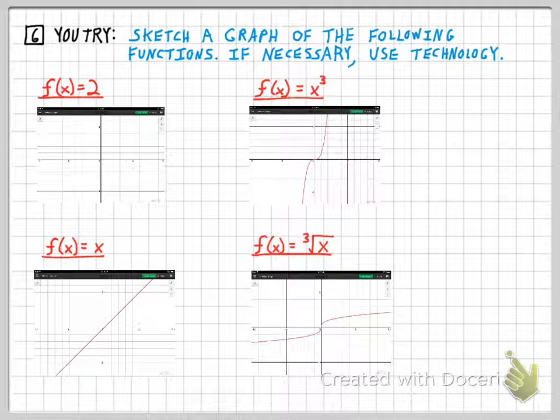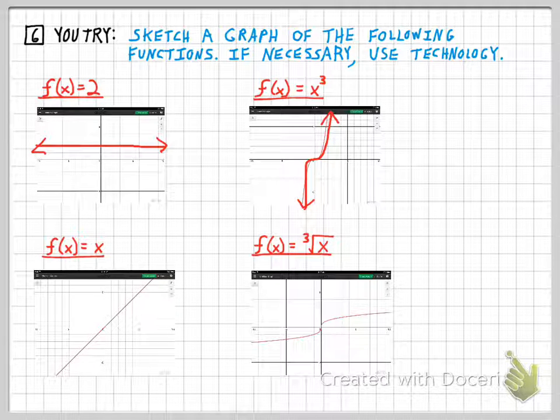Alright, I did a little Desmos shot of each one of these functions. Hopefully you got graphs that look like this. F of x equals 2 is called a constant function because whatever your input is, your output is always going to be the same thing. The result of that is a horizontal line, so you should have had a horizontal line at y equals 2. F of x equals x cubed is this graph that has a little squiggle in it, and that's another one that you want to be familiar with.